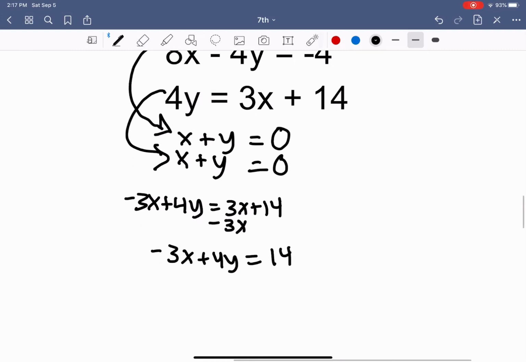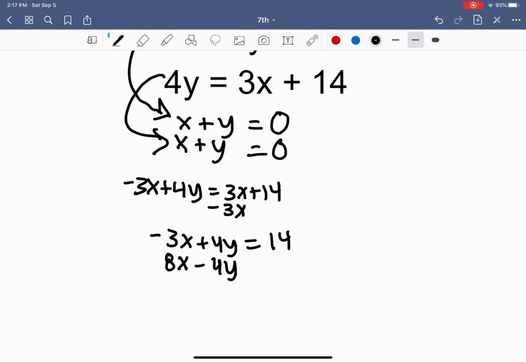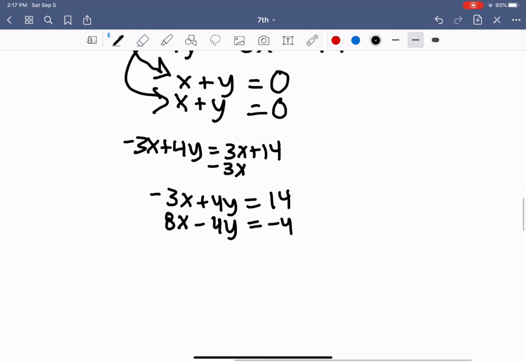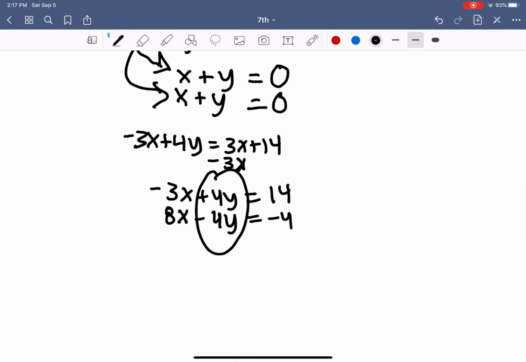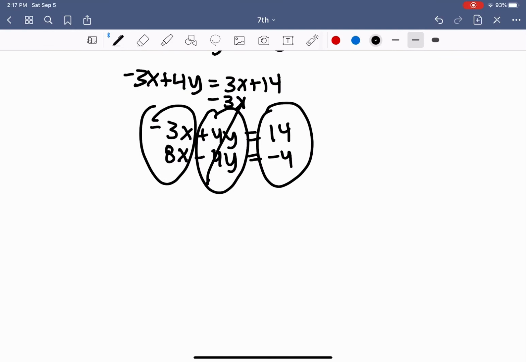And now you can use the methods that I showed you in the beginning. So these two cancel out, they equal 0 together. So now you gotta add these two. You would get 5x equals 10. Your x value is 2.